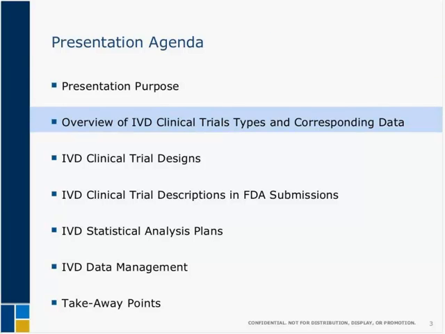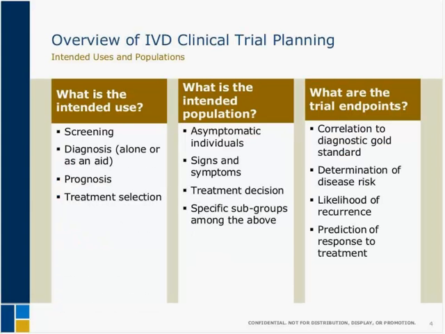So the next topic is an overview of the clinical trial planning. The first step, you look at what is the intended use. That's the key driver to what your trial is going to look like and the types of data analyses you're going to need to perform. So you ask yourself and your team, do we want to go for a screening claim? Do we want to go for a diagnosis, either as a standalone or as an aid in the diagnosis of a condition? Do you want a prognostic claim? Or do you want a treatment selection?